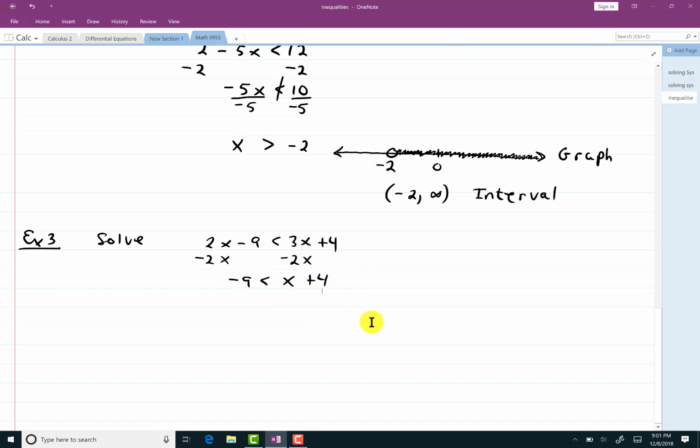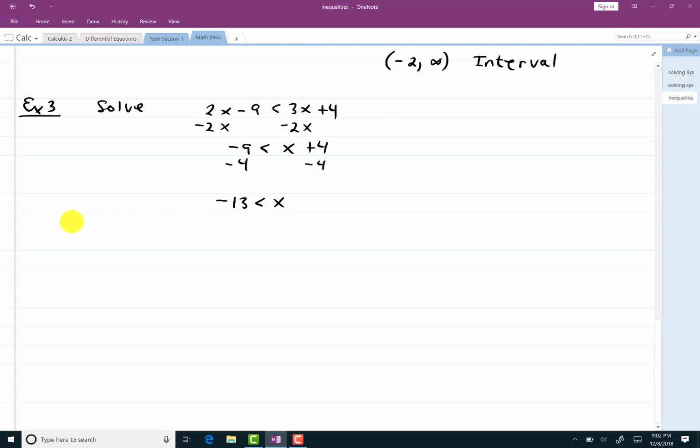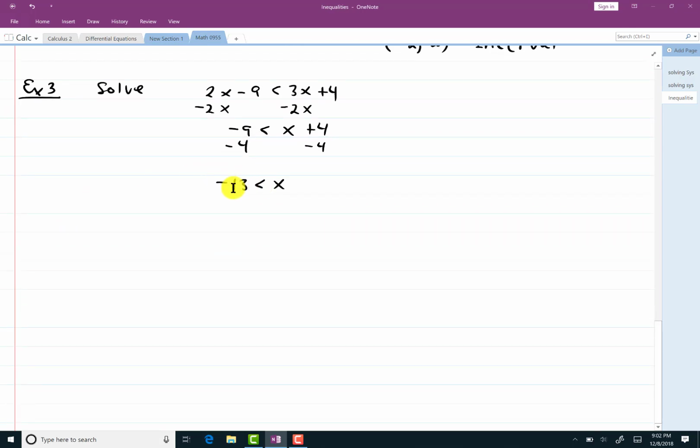And then to finish off getting x by itself, I will subtract 4 from each side, and I'll get negative 13 is less than x. So x is any number that is greater than negative 13, or negative 13 is less than any solution. So I'll do the same thing as I did before. Let me draw my number line. And I'll put a hole where negative 13 is.